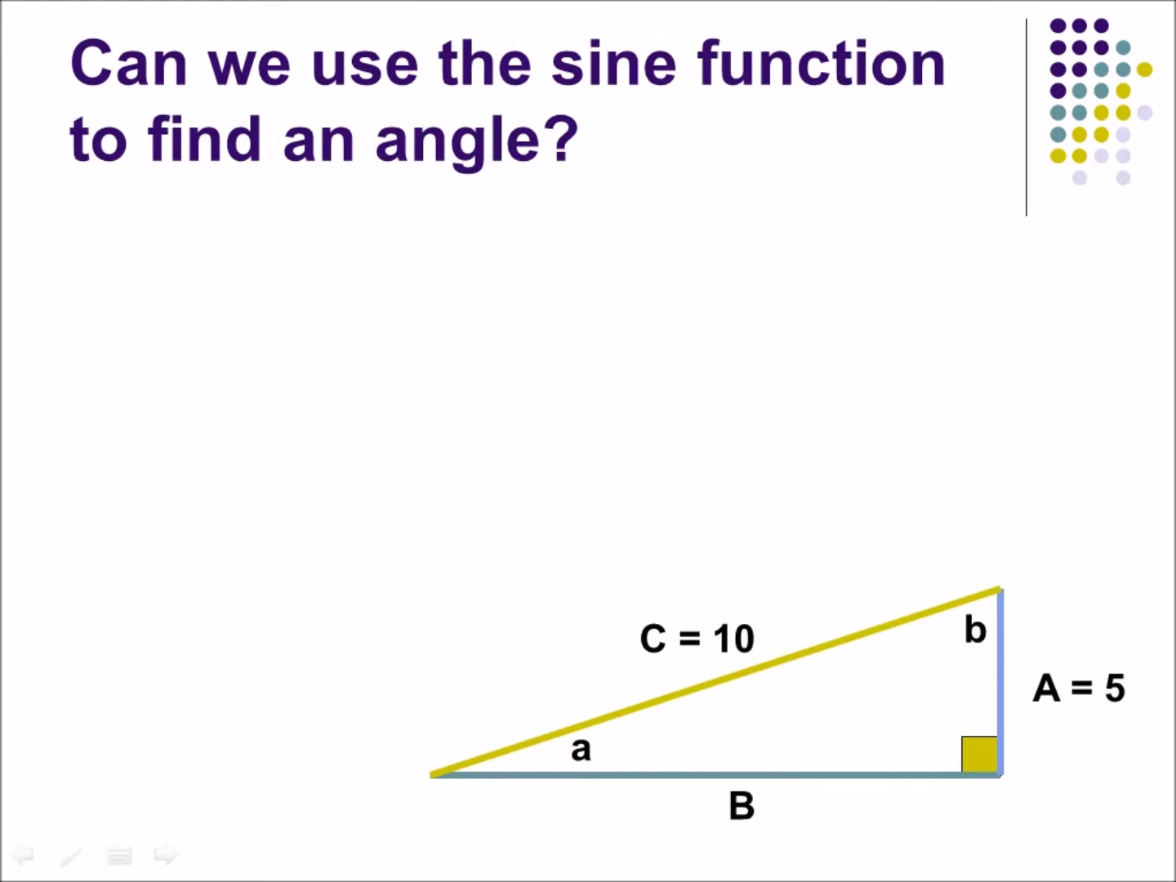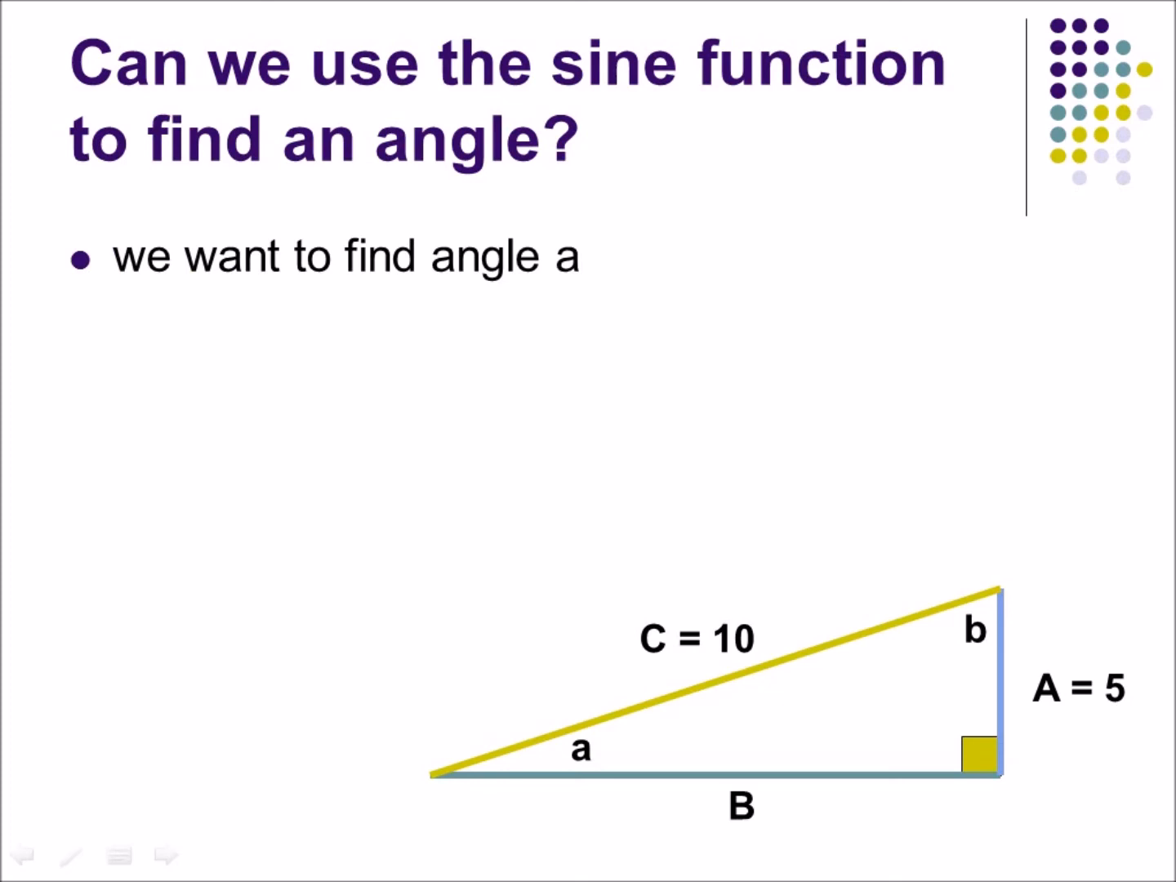Well, somebody might say, well, do we have to use inverse tangent? Could we use sine instead to find angle A? The answer is sure. Look at this triangle. This is not a 3-4-5 triangle. This is different. But this time we're given side A is 5 and the hypotenuse is 10. And let's say we want to find angle A.